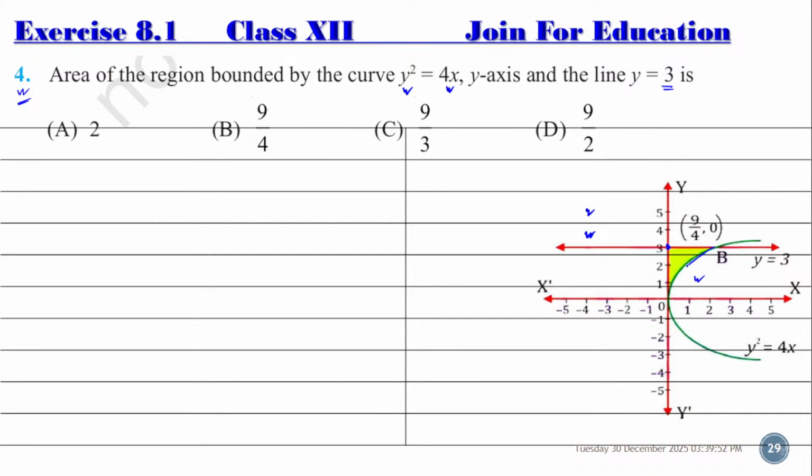This is the parabola, and it asks us the area of the region bounded by the curve. It means that we are asked the area of this part. So here y changes from 0 to 3. So we find out the value of x here. The value of x will be y square by 4. I hope there is no problem understanding that. Let's see the solution of this question.